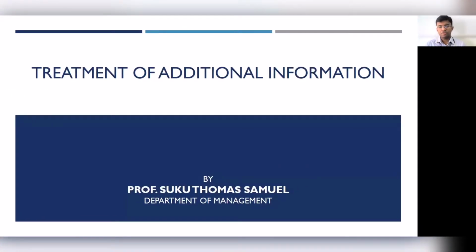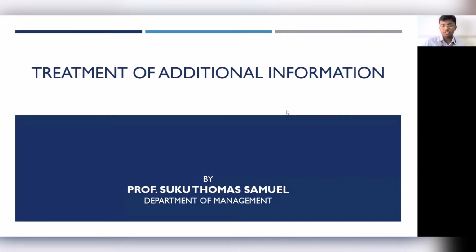In this session, we will be having a discussion on the treatment of additional information, and we will be understanding what some of this additional information which is given to us as a part of preparation of cash flow and fund flow really means, and how we should go about treating them in the books of accounts, especially when it comes to preparation of cash flow and fund flow statement. So on that note, let us start.